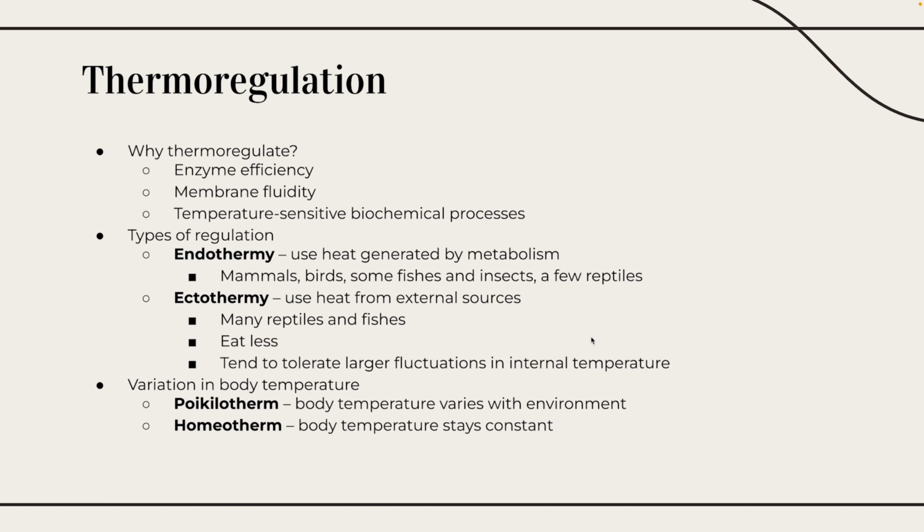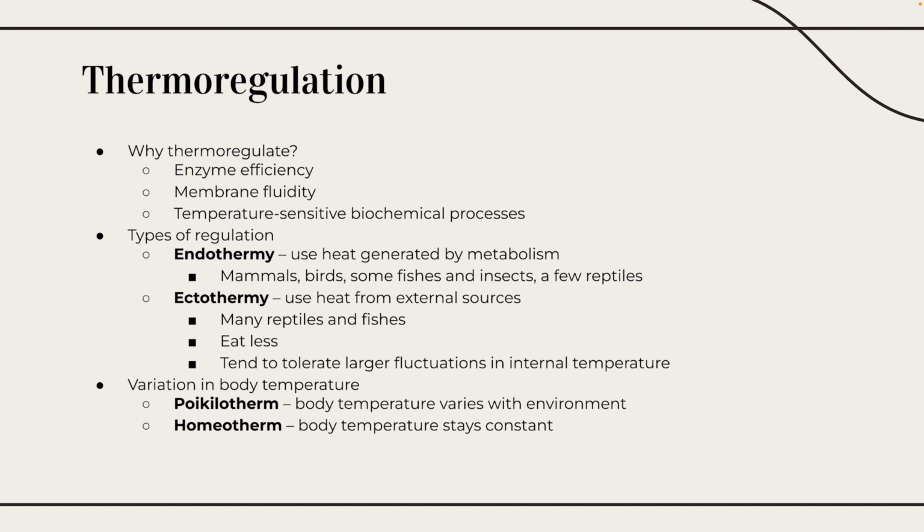All right, so now let's talk about thermoregulation, which is basically regulating body temperature. And so why is thermoregulation so important? Well, it helps with enzyme efficiency, right? Some enzymes are only going to function within a certain temperature range. Membrane fluidity is really crucial because your membrane's going to get kind of stiff at lower temperatures, but really fluid at higher temperatures. And there are also lots of temperature-sensitive biochemical processes that happen in animals.